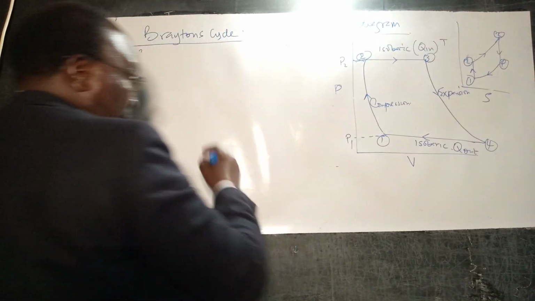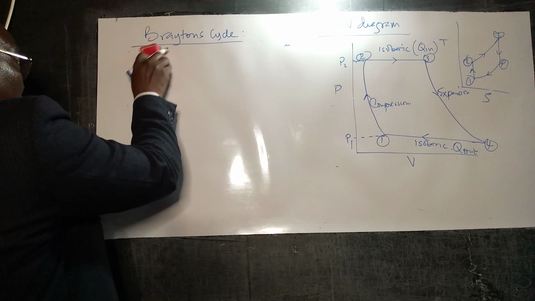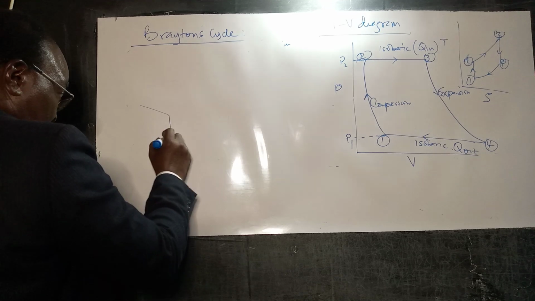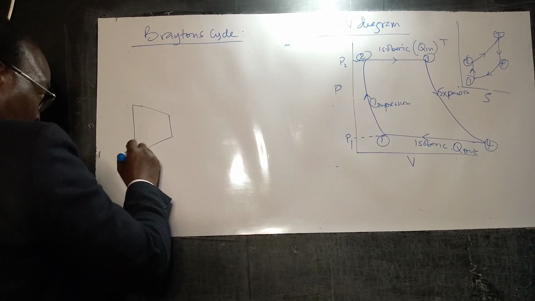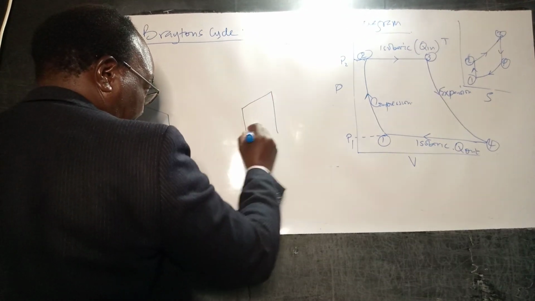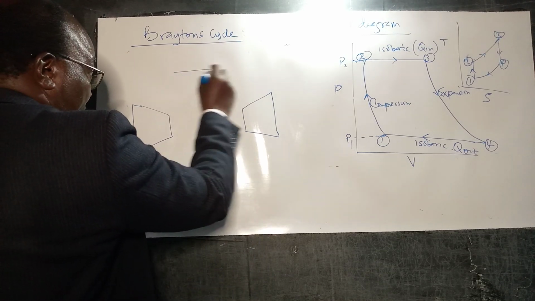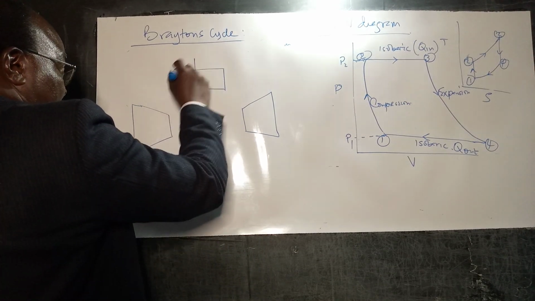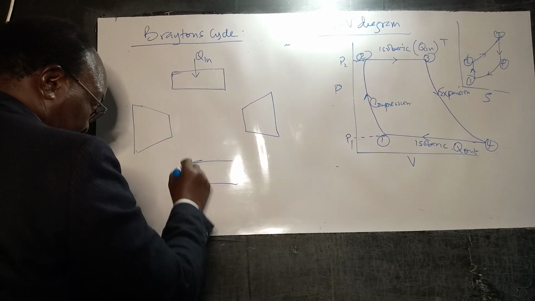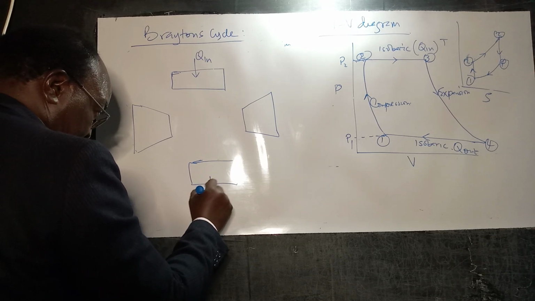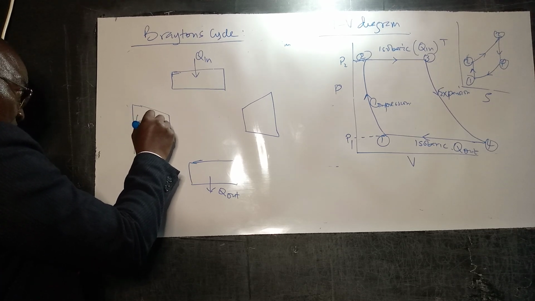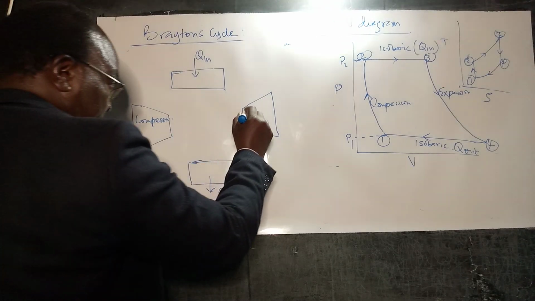Here we have the pressure. Now, the closed Brayton cycle consists of a compressor and a turbine. You have heat exchangers. Heat is added in here. And here the heat is rejected. It's another exchanger, heat out. So this is a compressor. This is a turbine.